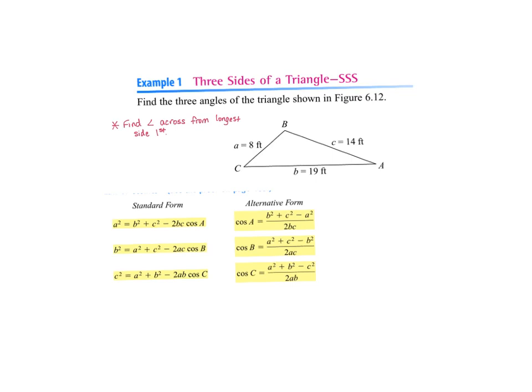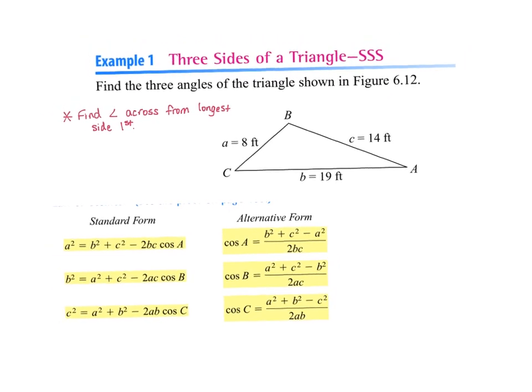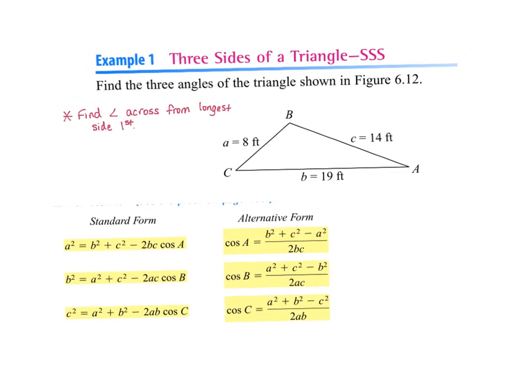So hopefully you guys watched the video for 6.1. We're going to talk about the ambiguous case, meaning if there could possibly be two triangles. I just have a couple examples here, and then I'll let you guys get started. So the first thing we're going to do is talk about what the law of cosines is.